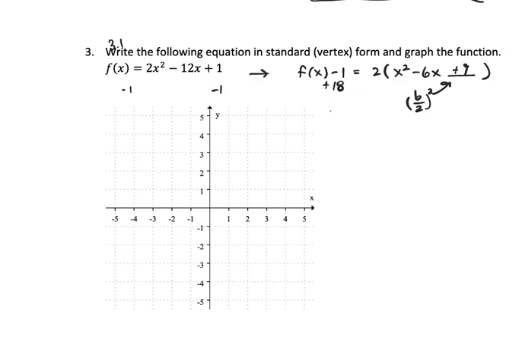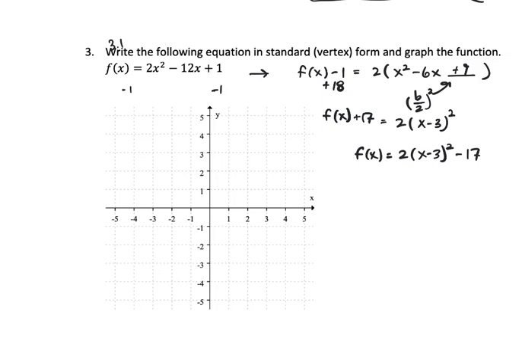So that becomes f of x plus 17 equals 2. Now x squared minus 6x plus 9 factors into x minus 3 multiplied by x minus 3, or x minus 3 squared. And then if we subtract the 17 back over, we're going to have f of x equals 2 times x minus 3 squared minus 17.